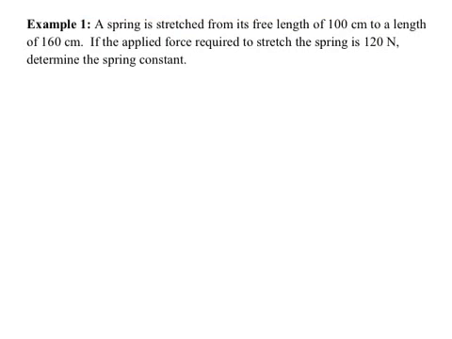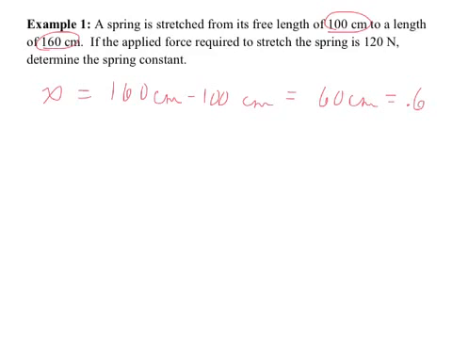Example 1 says a spring is stretched from its free length of 100 centimeters to a length of 160 centimeters. If the applied force required to stretch the spring is 120 newtons, determine the spring constant. So let's take a look at what we have here. The free length of the spring is 100. The actual length is 160, and we know that x represents the change in the length. So final minus initial, or stressed length minus the free length, is going to give us a displacement of 60 centimeters or 0.6 meters. We know that the force being applied here is 120 newtons.